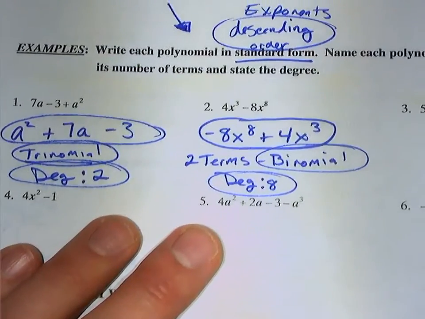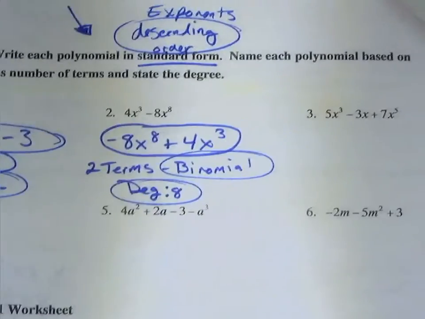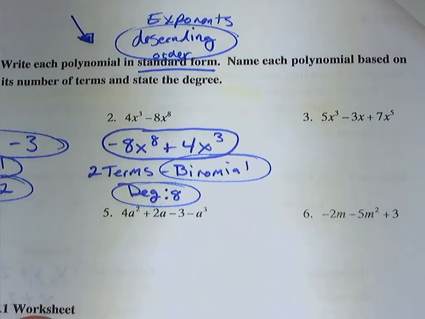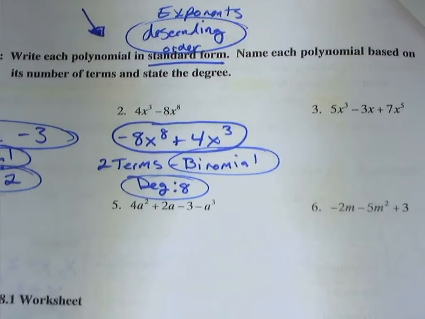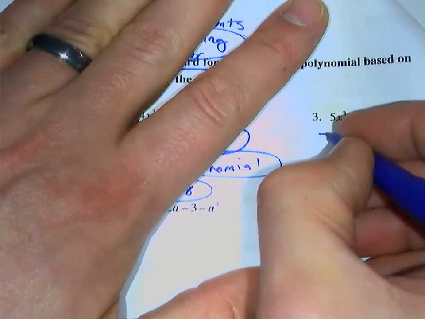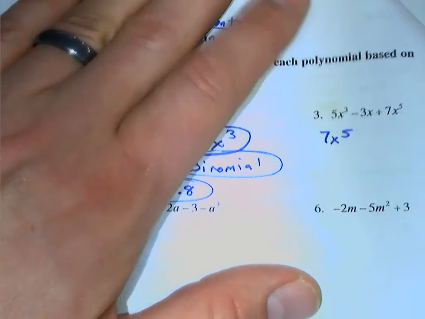All right, who thinks they got number 3 lined up? I got 5x cubed minus 3x plus 7x to the 5th. Who goes first? What do you think? Colton. Yes, sir. Largest guy right there. Largest exponent. Who's next?